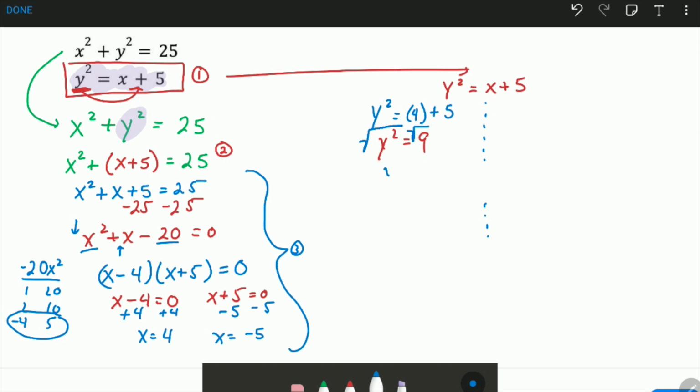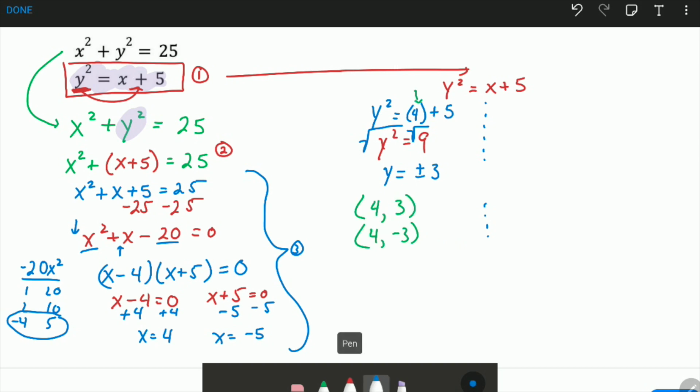When I do that, I get y equals plus or minus 3, which means, because we can't have a plus or minus in an ordered pair, we actually get two y values with the x value of 4, meaning we have two separate ordered pairs. One of them with the x value of 4 and a positive 3 as the y value. The other one is 4 comma negative 3.